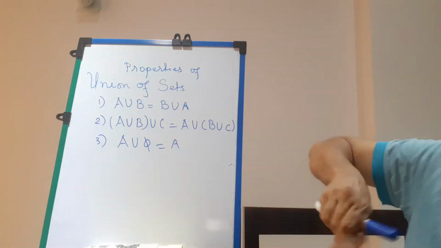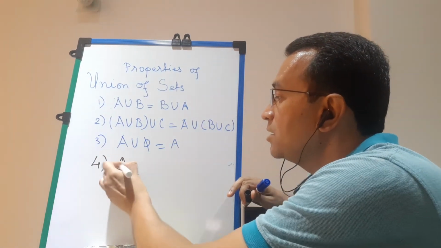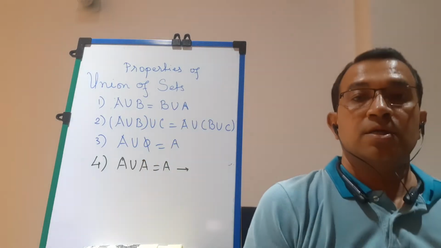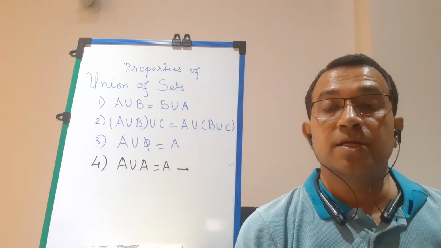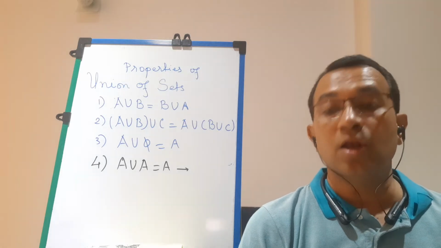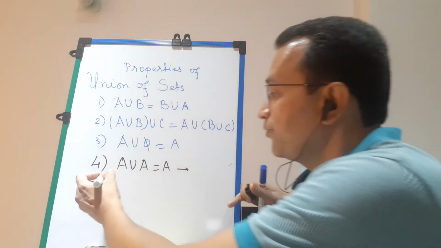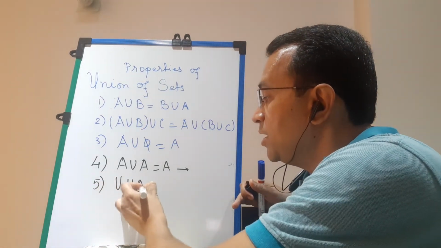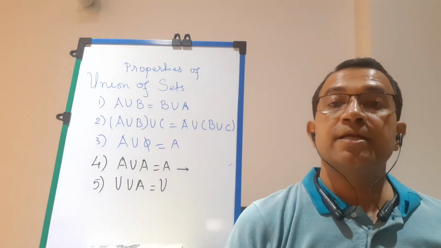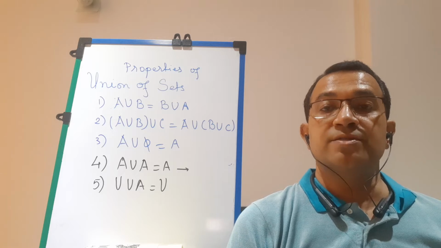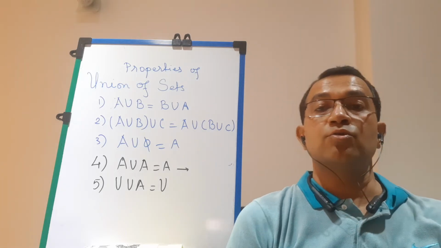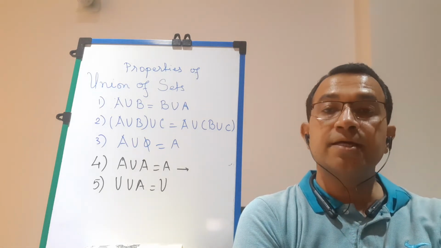Then A union A is equal to A. This is called idempotent law. Students, these are Greek words. Remember, A union A is equal to A, students. And U union A will be equal to U, students, because A is a subset of U. Any set A which is considered, students, it will be always the subset of universal set U. So this property, students, you need to write twice or thrice minimum and remember.